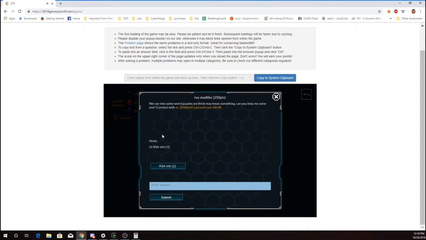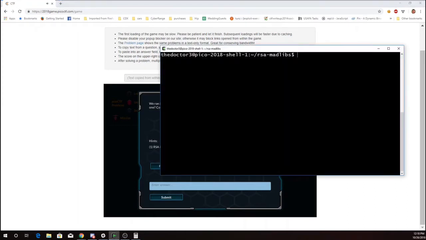We ran into some weird puzzles we think may mean something. Can you help me solve one? Connect on port 18148. And there's a link for information on RSA, which is public key cryptography. So I'll go ahead and connect here.